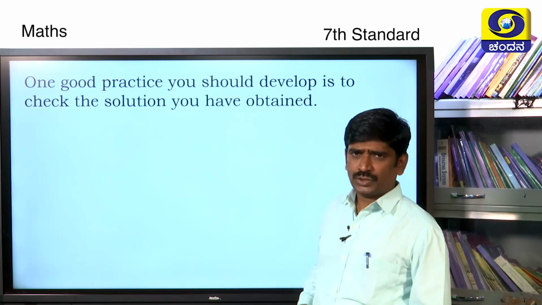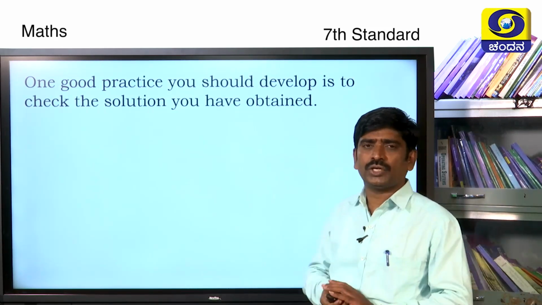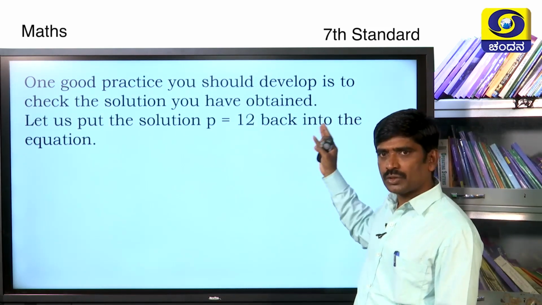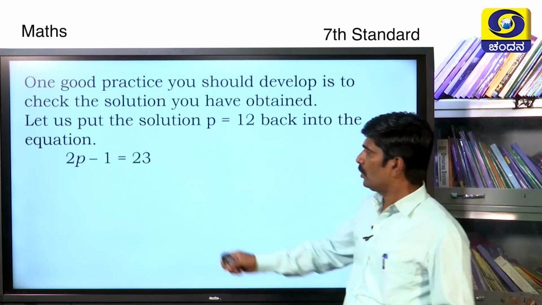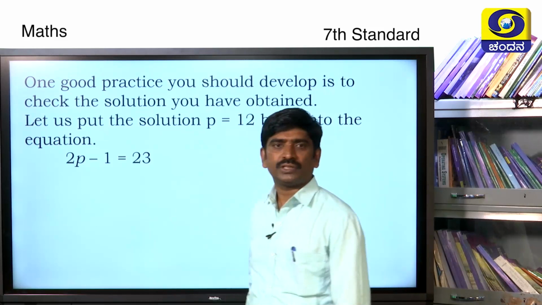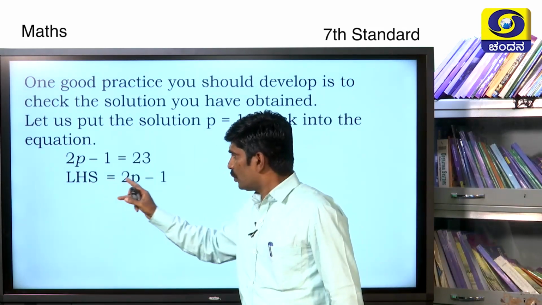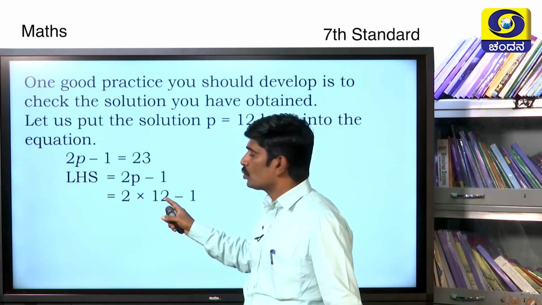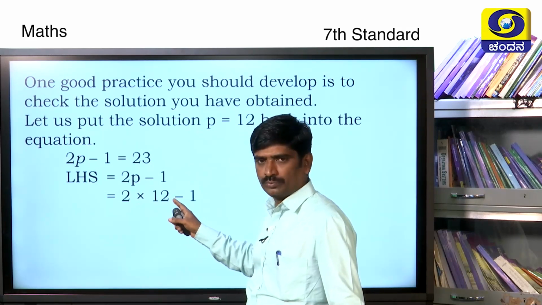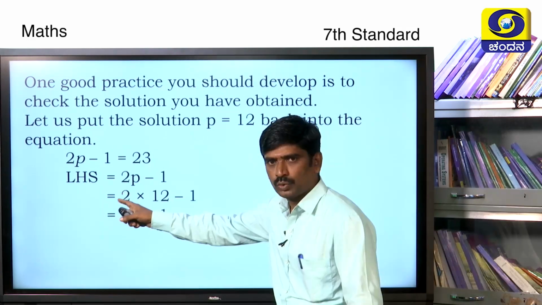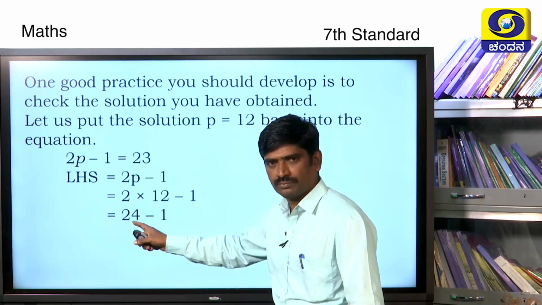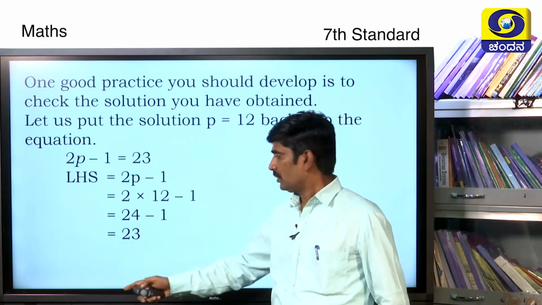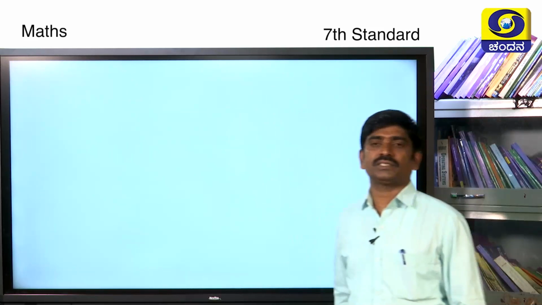Next, one good practice you should develop is to check the solution you have obtained. Let us put the solution p is equal to 12 back into the equation. What happens? 2p minus 1 is equal to 23. Then LHS is equal to 2p minus 1. Then what is the p value? 2 into 12, p value is 12, minus 1. Then 2 ones are 2, 2 twos are 24. 24 minus 1 is equal to 23. We get 23? Yes. Therefore, LHS is equal to RHS.